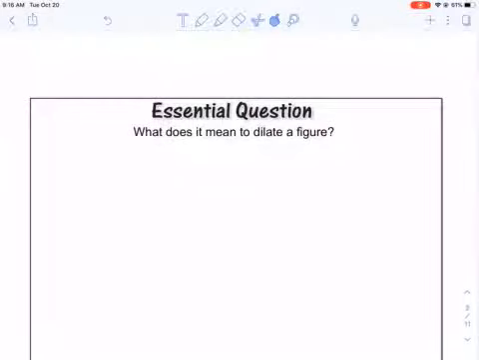Hello everyone, this is section 4.5, dilations. Our essential question: what does it mean to dilate a figure?